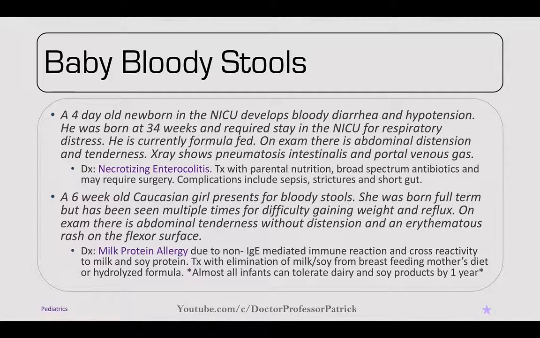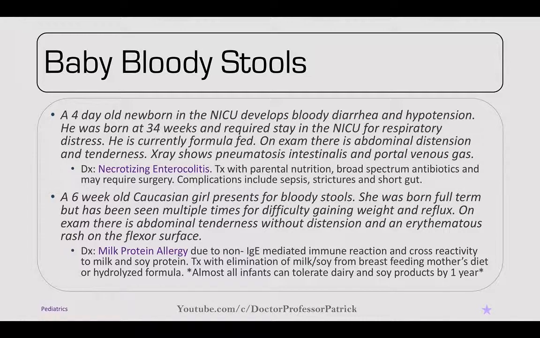Next up, with baby bloody stools, we've got a case of a 4-day-old in the NICU who develops bloody diarrhea and hypotension. He was born at 34 weeks and required to stay in the NICU for respiratory distress. He's currently formula fed, which is a risk factor. And on exam, there's abdominal distension and tenderness. X-ray shows pneumatosis intestinalis, or air within the wall, and portal venous gas. So this is necrotizing enterocolitis, or NEC, and it's treated with parenteral nutrition, broad-spectrum antibiotics, and it may require surgery if there's any necrotic portions. Complications include sepsis, strictures, and short gut syndrome.